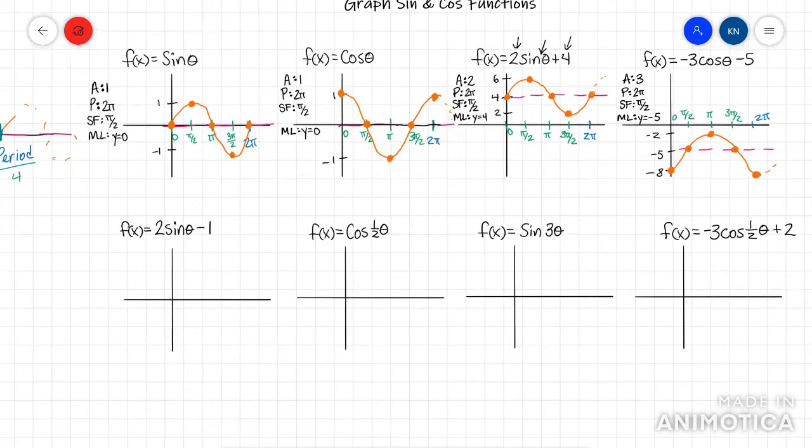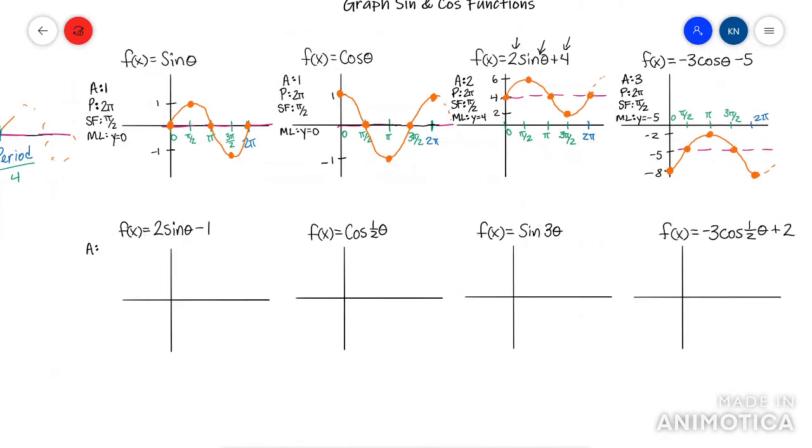Okay, next up, this first one, my amplitude is the first number, 2. The period, there's no b value, so that means period is still 2 pi. That means scale factor, divide that by 4, pi over 2. And also your midline is your last number. So that would be y equals -1.